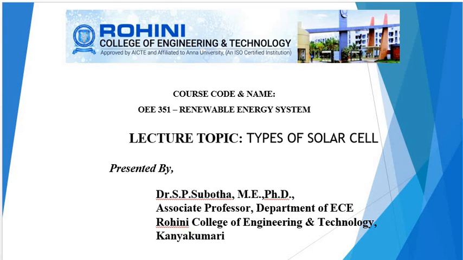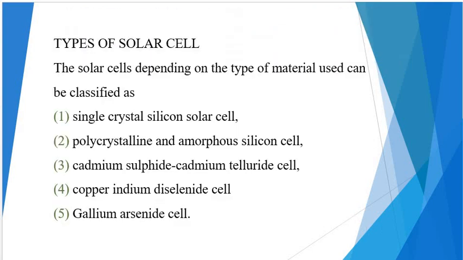Dear students, now we are going to see the subject renewable energy system. Under that, the topic is types of solar cell. Solar cells are classified based on the material used. That is single crystal silicon solar cell, polycrystalline and amorphous silicon cell, cadmium sulfide, cadmium telluride cell, copper indium diselenide cell, gallium arsenide cell.